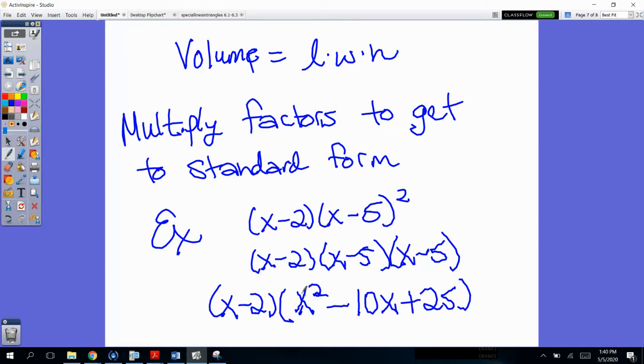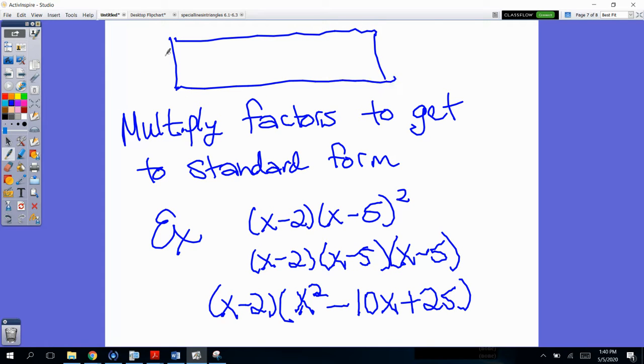And then you will triple distribute, or you could do the boxes if you want to do that. Some of you like to do that. I'll do that just so you can see what it looks like. So it's an x and a minus 2. And then what I have here, an x squared, a minus 10x, and a 25. So this is x squared.